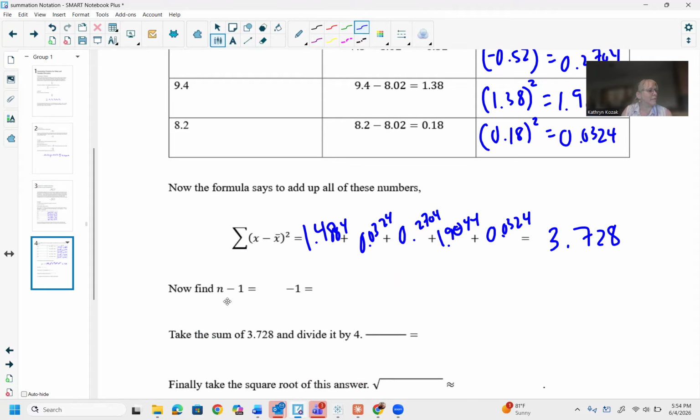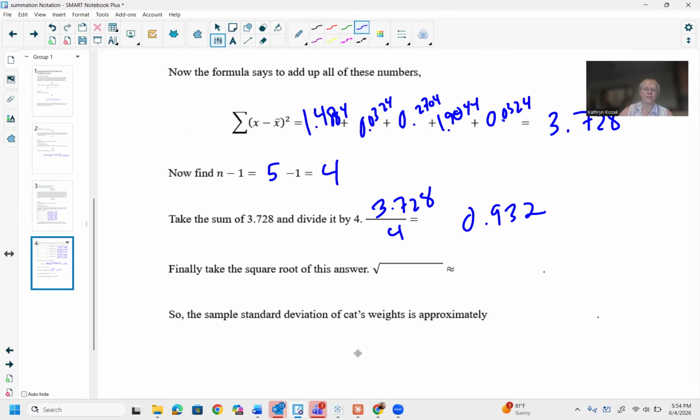Next, you want to find n minus 1. N, remember, was 5, so that's 5 minus 1, or 4. So if we look at our formula again, we're going to take the sum of 3.728 and divide by that 4. And that gives me 0.932. Finally, you're going to take the square root of that final answer, 0.932.